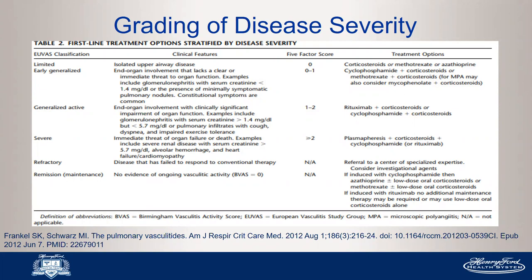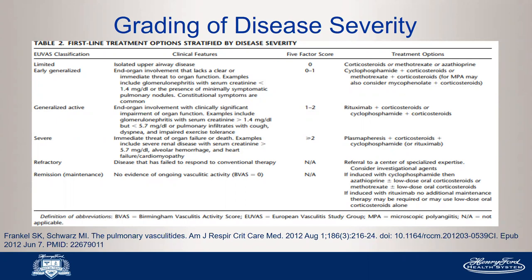A lot of times we may not come across a lot of these patients, you may not see them in the ICU. A lot of times we see vasculitis patients in the ICU that are pretty severe, have diffuse alveolar hemorrhage or multiple organ involvement. So we usually see them at either severe or refractory. But if you just have isolated upper airway disease, five-factor score of zero, essentially, treatment options would be corticosteroids or methotrexate. So if you don't have to do higher immunosuppression with cyclophosphamide or rituximab, you can just get away with methotrexate or azathioprine.